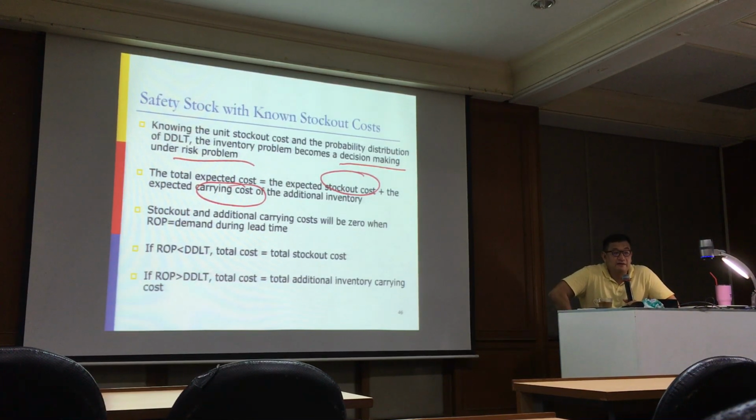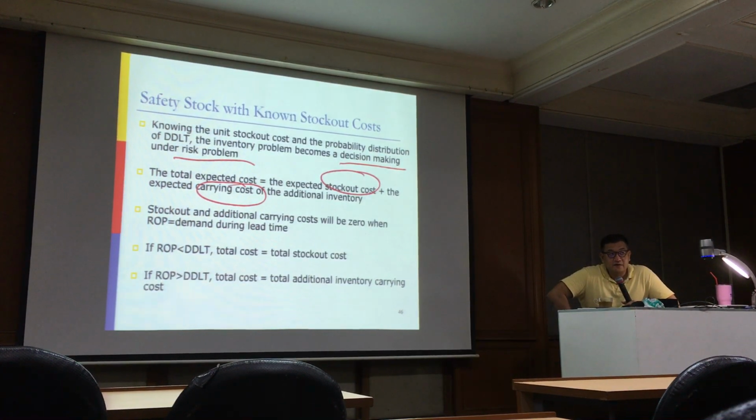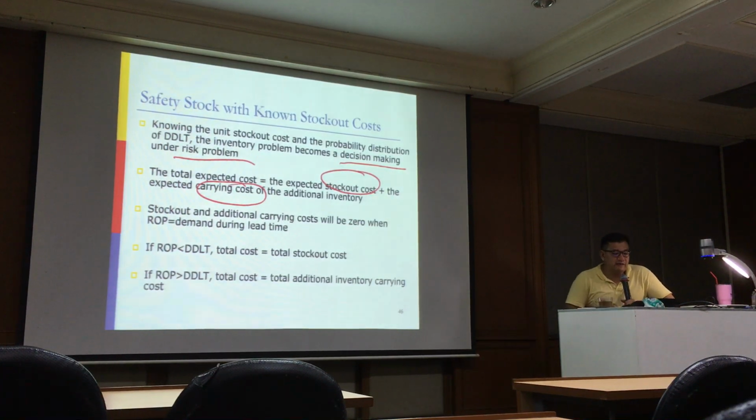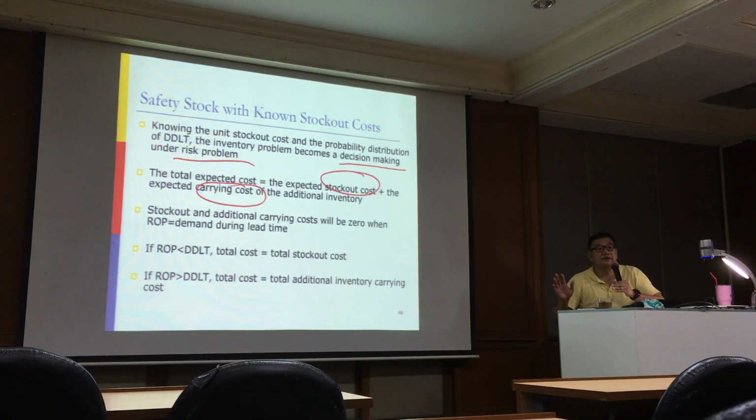You don't have enough to provide to the customer if demand is more than the reorder point. So in that case, you're going to have stock out cost. On the other hand, if the reorder point is more than demand, it means that you have some inventory remaining, so you're going to have carrying cost. If both are equal, there is no cost.